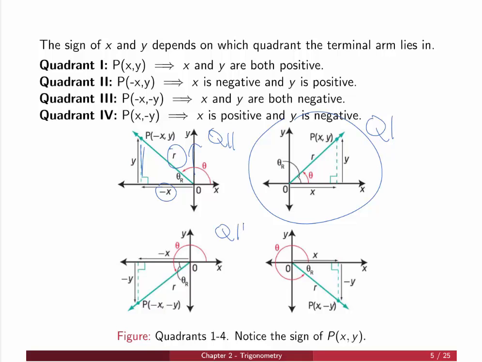Quadrant 3, x is still negative, but now y is negative. So here basically everything is negative except r. r is never negative because it's a distance. Finally, in quadrant 4, x is now positive, because it's over here, but of course y is negative. r is always positive. That's important.